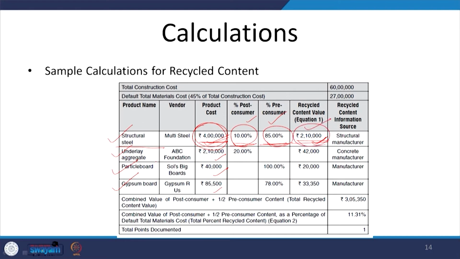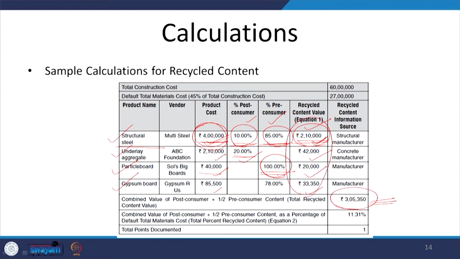Similarly, for all others, the underlay aggregate, 20% is the post consumer recycled content. So, 100% of it is taken here, 42,000. Then 100% of the particle board is pre-consumer, that is post industrial recycled content. So, 50% of it has been taken and hence this number. The total of all these is indicated here.